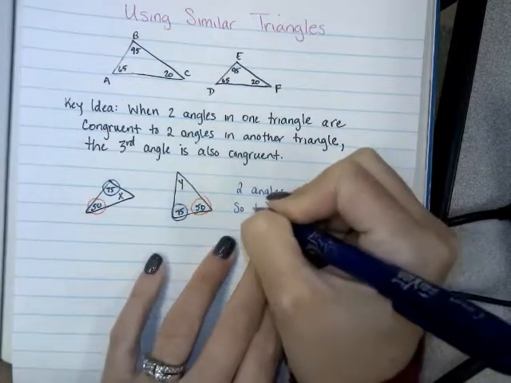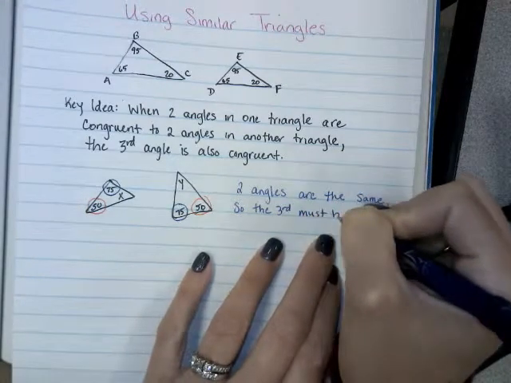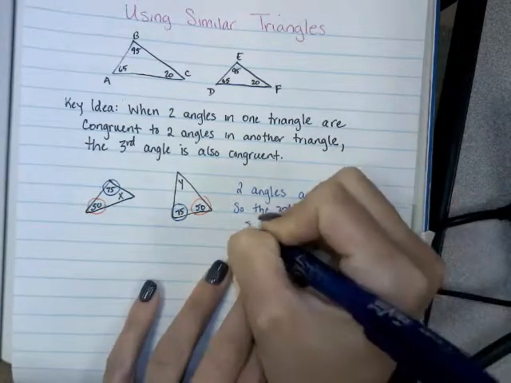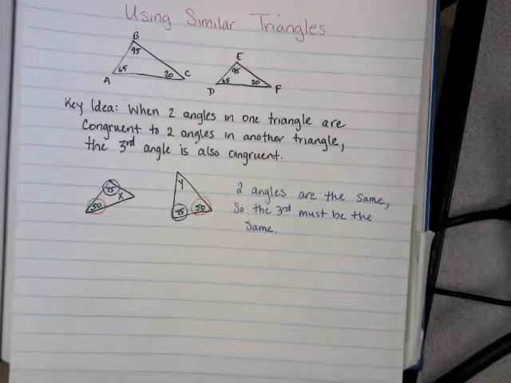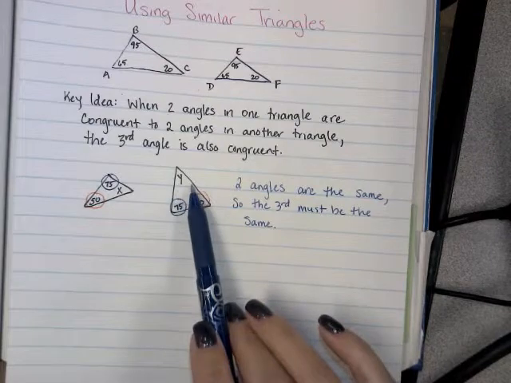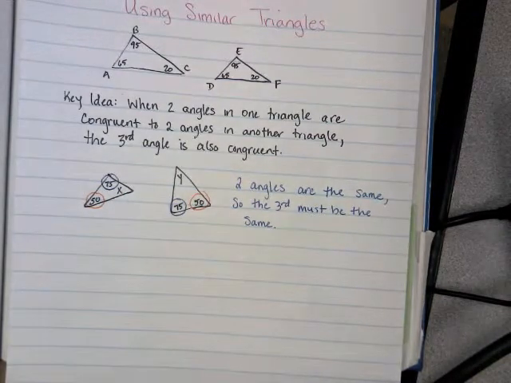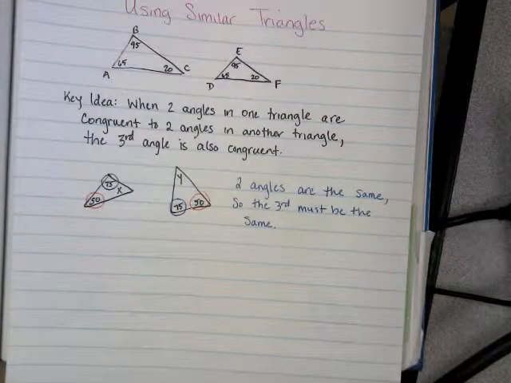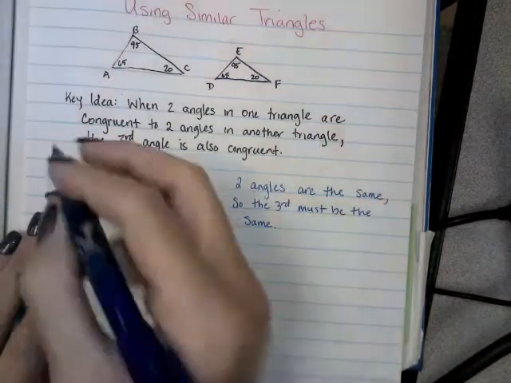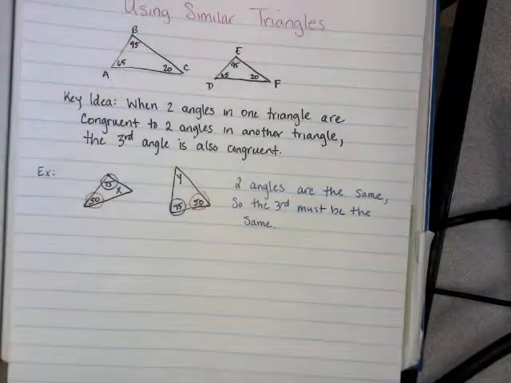So the third angle must be the same. And we know that's true because every triangle can only add up to 180 degrees. There's only one other thing I can add in here to make 180, and that has to be the same. Makes sense, right?